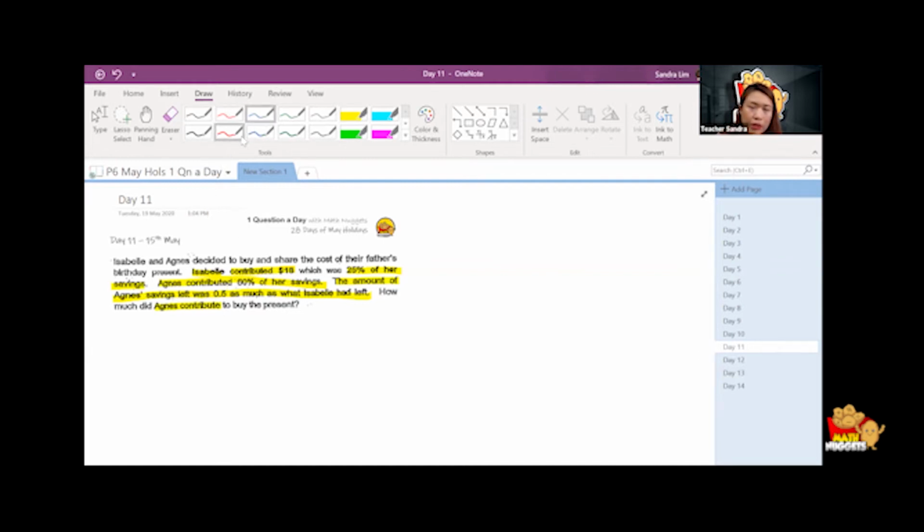So we want to find Agnes's contribution. I am going to break down the information and write down as ratio. I'm going to change this 25% to a fraction in its simplest form. Okay, so 25% is 25 out of 100, and if I simplify this, I get 1/4. Also, for this 60% of Agnes, I am going to change that. 60% is 60 out of 100, and if I simplify, this is 3 out of 5.